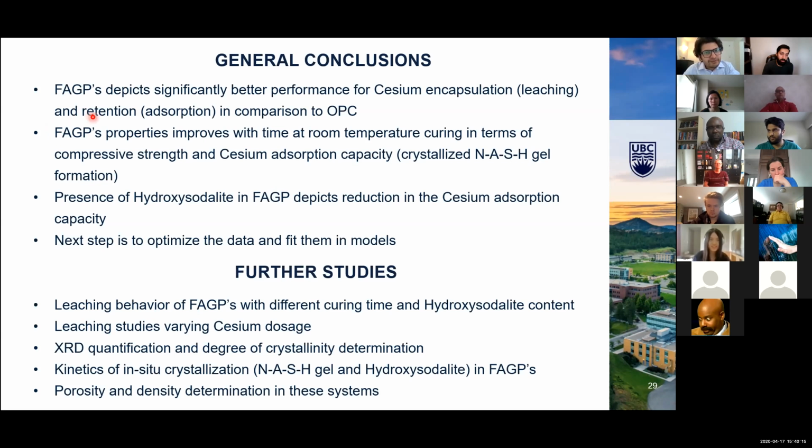The fly ash geopolymer properties improve at room temperature curing in terms of compressive strength and cesium adsorption capacity. Also, the presence of hydroxysodalite depicts reduction in cesium adsorption capacity, as was seen before on the plots. So the next step is to use these data and to optimize them to an equilibrium state, and then fit them in the models to derive the information that I discussed before, that can be drawn from these models.